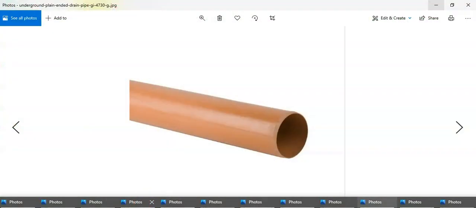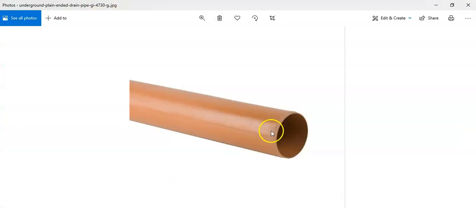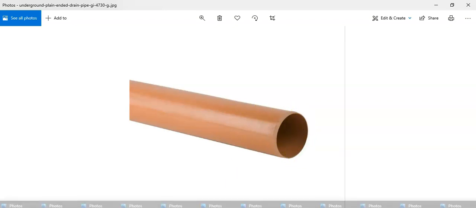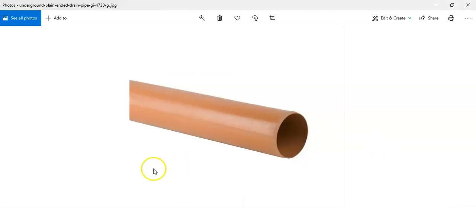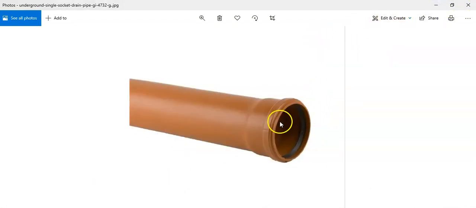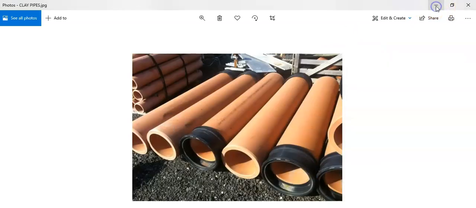We got it here. I think this one here. This is called the end pipe, where this end will go inside the previous picture which we have seen, which is one goes inside the other. One goes inside the other. So inside this one here.